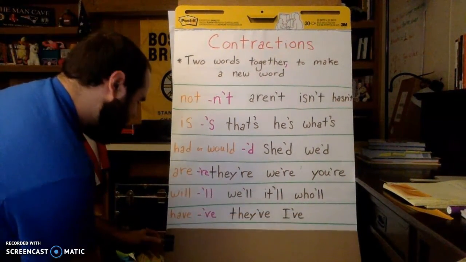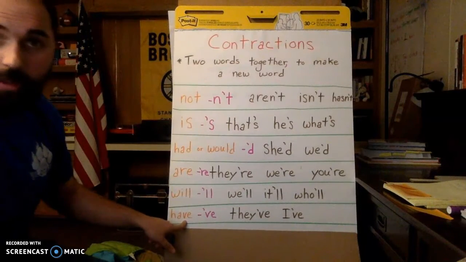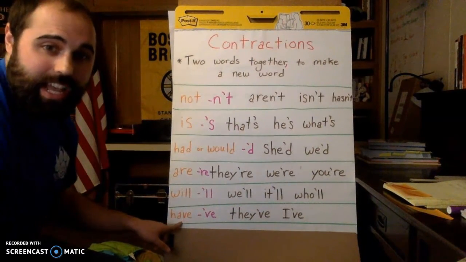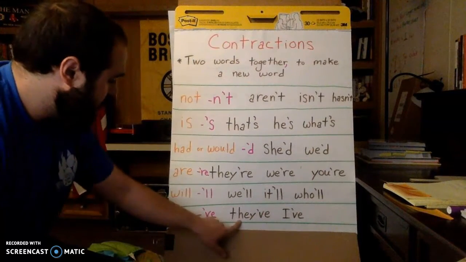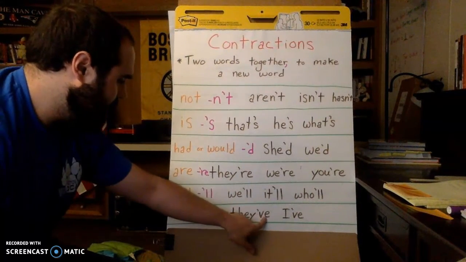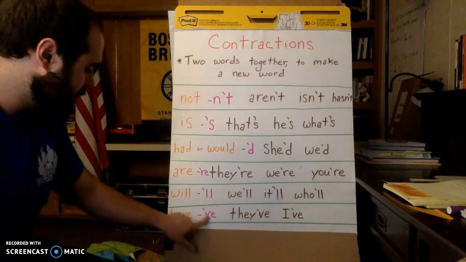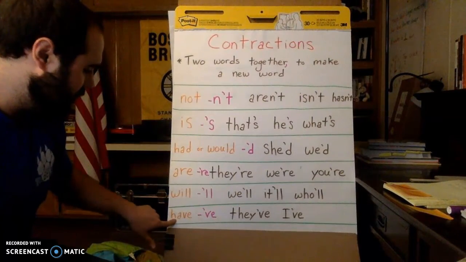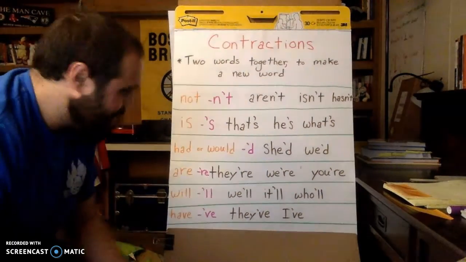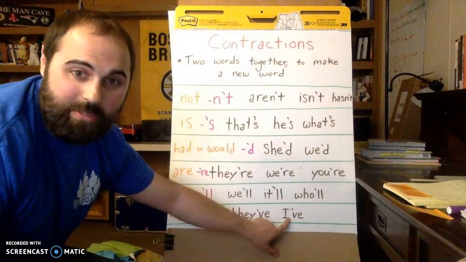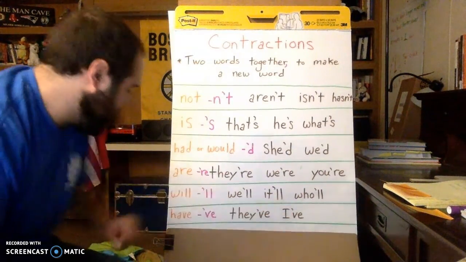And this one on the bottom is also a very popular one that we might be using a lot, is have. They have, they've, apostrophe v-e. So see that contraction replaces the h and the a. Or I have been awesome. I've been awesome. I apostrophe v-e.